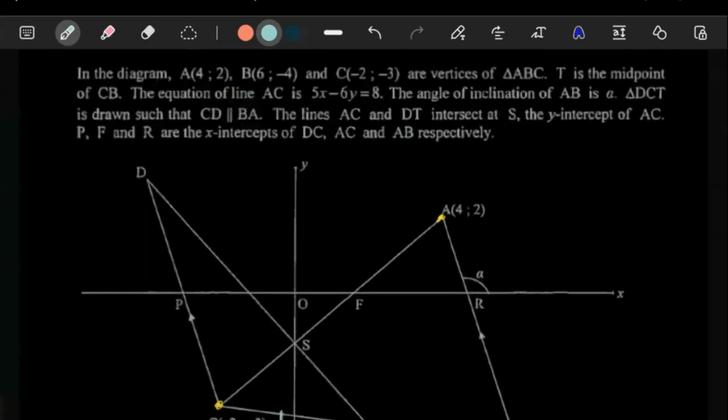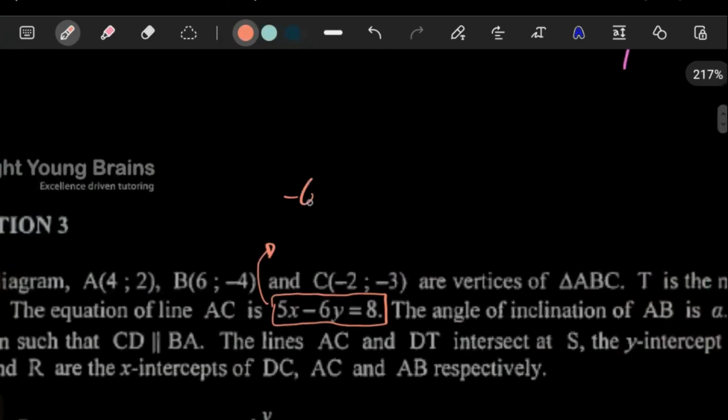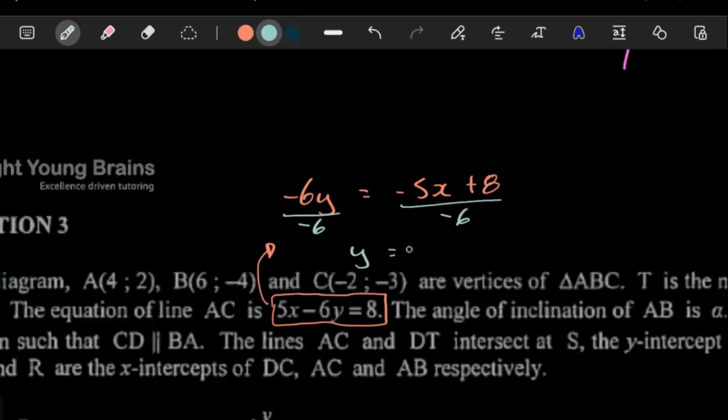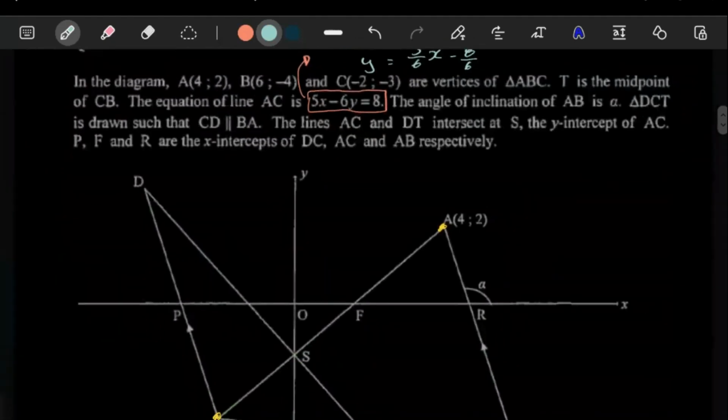The equation of the line AC is this. So one thing you want to do immediately now is take this equation and write it in standard form. So here you're going to have minus 6y equal to negative 5x plus 8. You're going to divide everything by negative 6. You're going to have y is equal to 5 over 6x negative. 2 goes into each of them, so if you simplify, let's not even bother ourselves. This is what you're going to have as the equation of this straight line here.